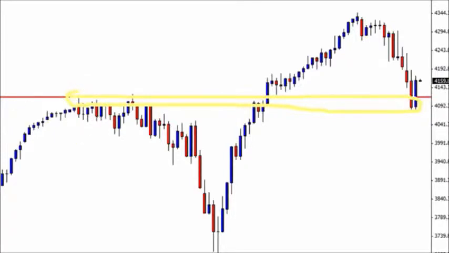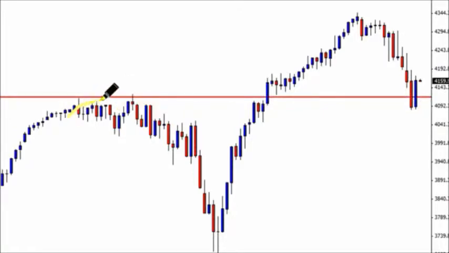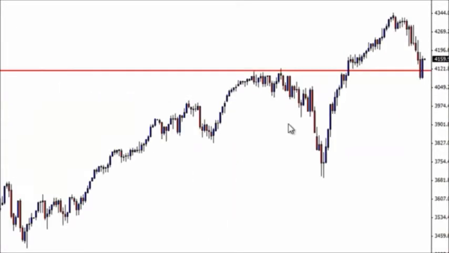Price was contained below this support, and we had price trying to break this resistance. We had a first test, a second test, and now we've had this really strong movement. If I zoom this chart out before, you'll notice that we've had this really clear trend.